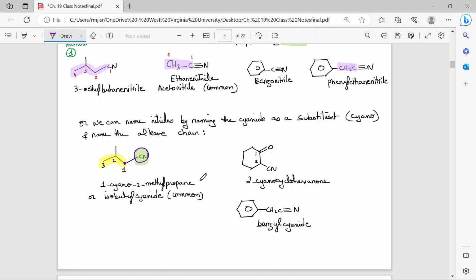So the ending is going to be a propane. And you name it as usual. You have a 1-cyano, 2-methyl, and then it's going to be a propane.